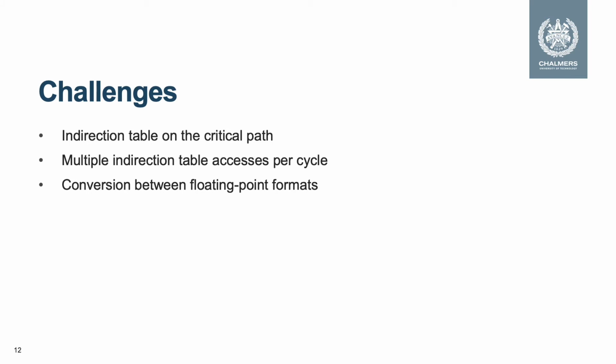This approach brings about a number of challenges. First, the indirection table is on the critical path, since a lookup has to be made before accessing the register file. Second, multiple of those accesses have to be carried out each cycle in order to not create a bottleneck. Third, conversions between floating point formats are necessary because we assume no changes are made to the execution units, and they do not support any other format than IEEE-compliant formats. Hence, floats stored in a low-precision format need to be converted to 32-bit floats before and after execution.